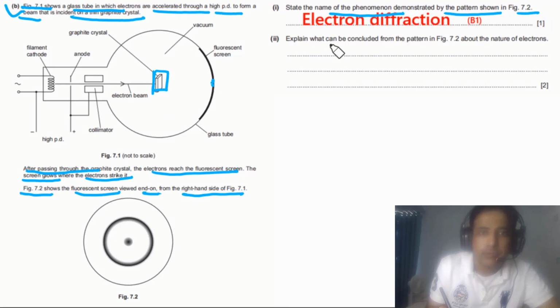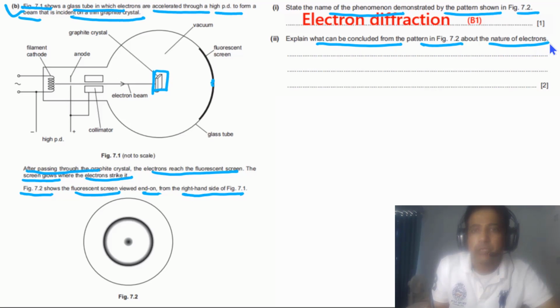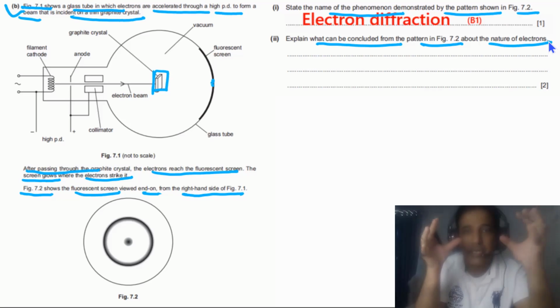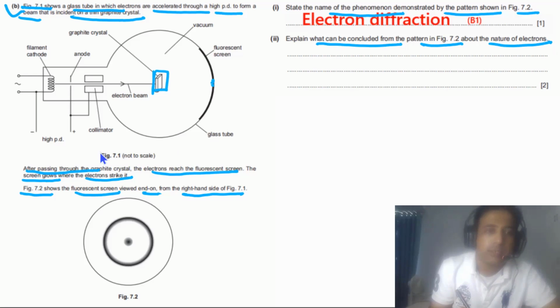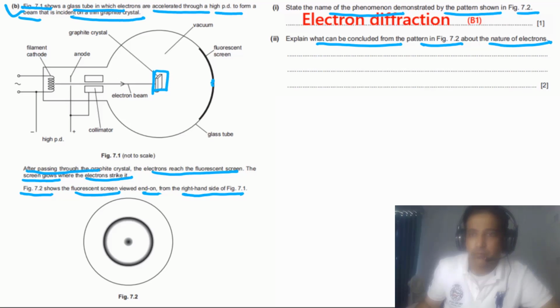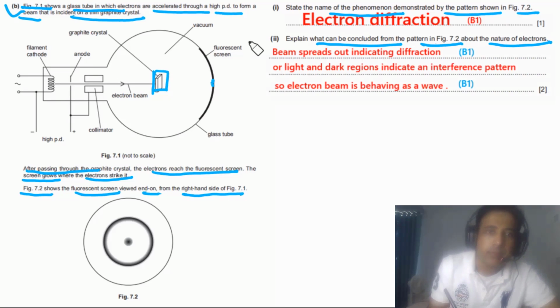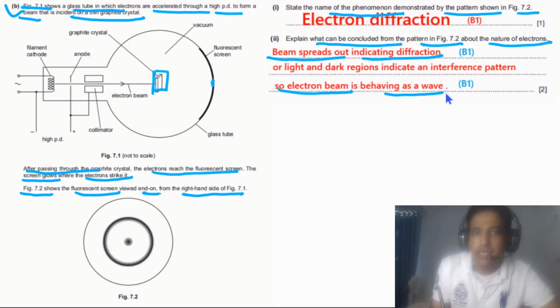For the second part we need to explain what can be concluded from the pattern in 7.2 about the nature of electrons. In this case electrons diffract, and only waves can diffract. Diffraction is a property associated with waves. So electrons are behaving as waves. So for the second part we can simply say the beam spreads out, indicating diffraction, so the electron beam is behaving as a wave. If you write these 2 points you will get 2 marks.